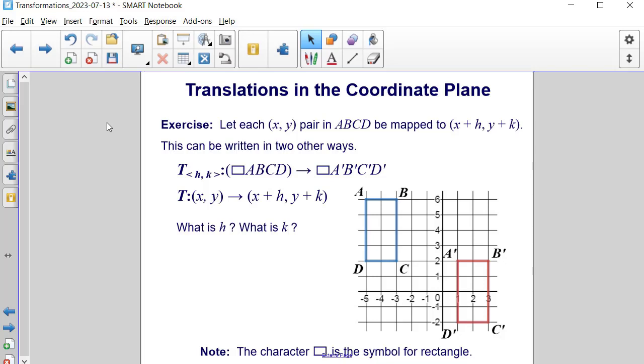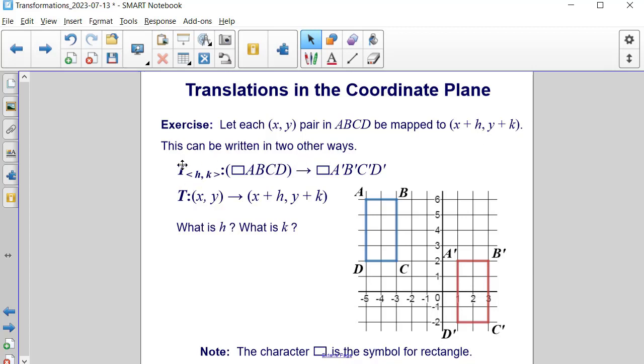Now let's go through some exercises where we are translating objects in the coordinate plane. Here's our first one. Let each XY pair in quadrilateral ABCD be mapped to x plus h, comma y plus k. This can be written in two other ways.